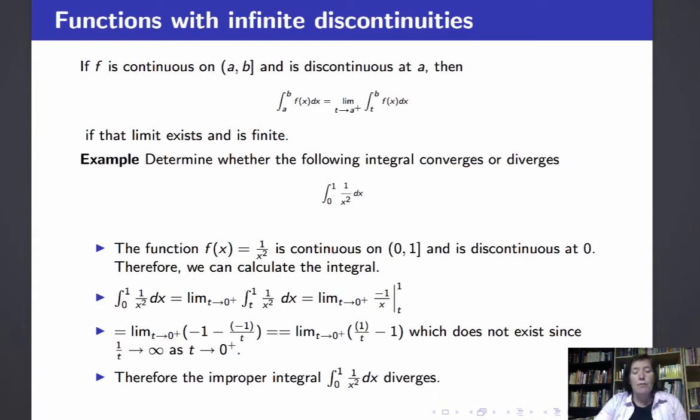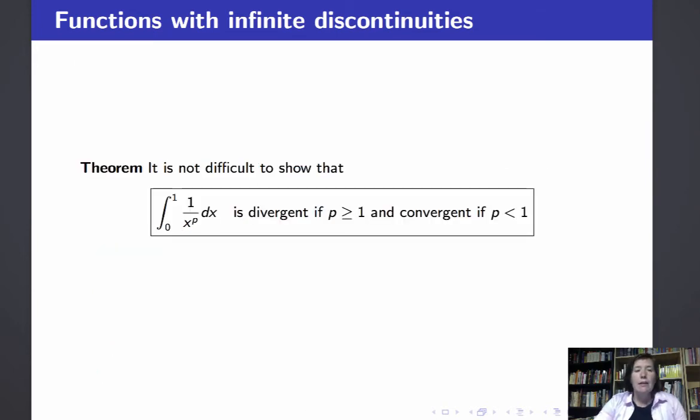So recall before we had the integral from 1 to infinity of 1 over x squared converges. Now the integral from 0 to 1 of 1 over x squared diverges. And again, it's not very difficult to show the general result for 1 over x to the p. The integral from 0 to 1 of 1 over x to the p is divergent if p is bigger than or equal to 1 and convergent if p is less than 1.